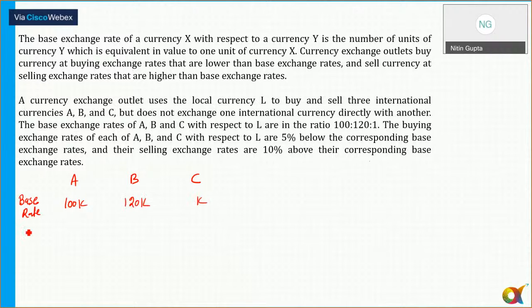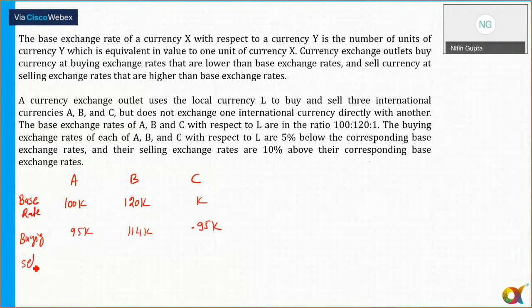The buying rate. Okay, so the buying rate, it is 5% below. So it means that is equal to 95K. For B, it will be equal to 5% below. So that will be, comes out to be equal to 114K. And for C, it is equal to 0.95K. So this is the buying rate.